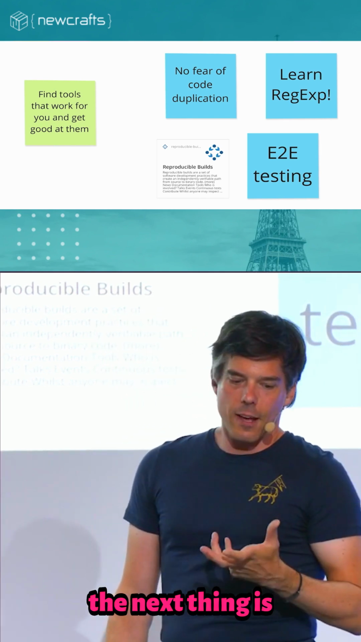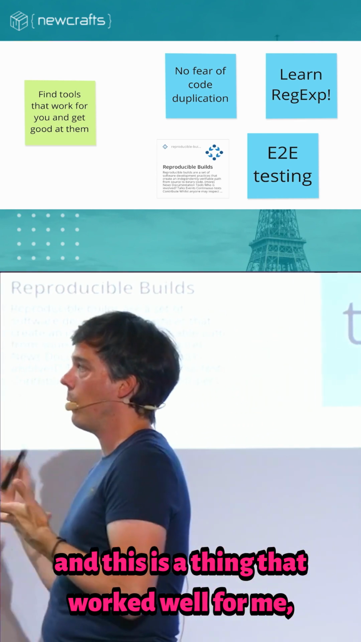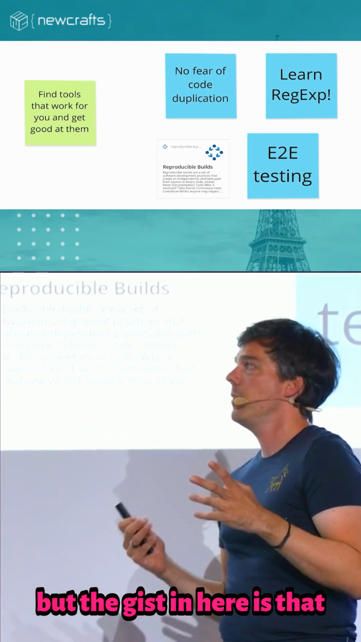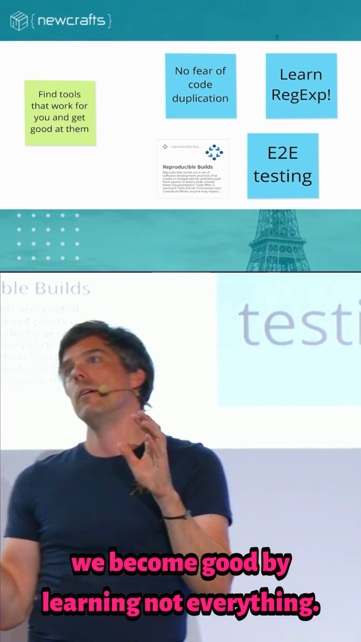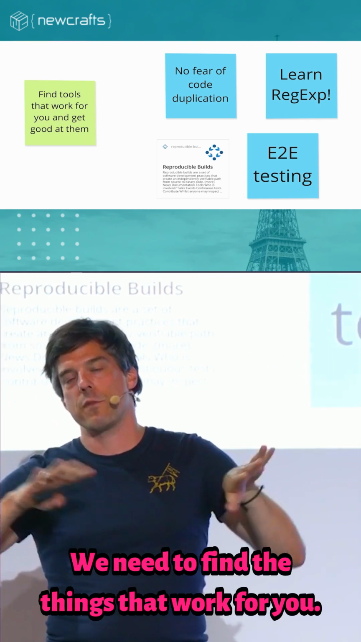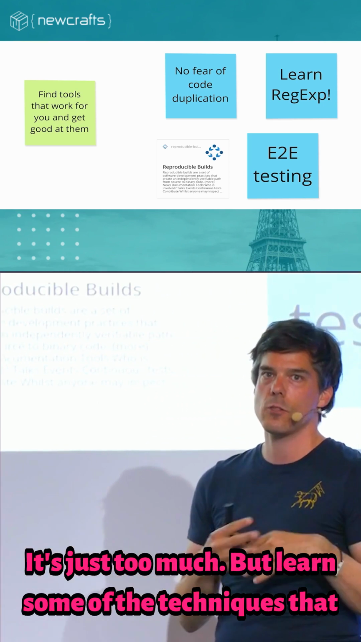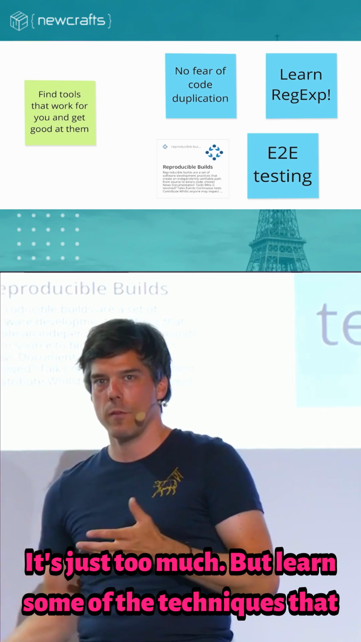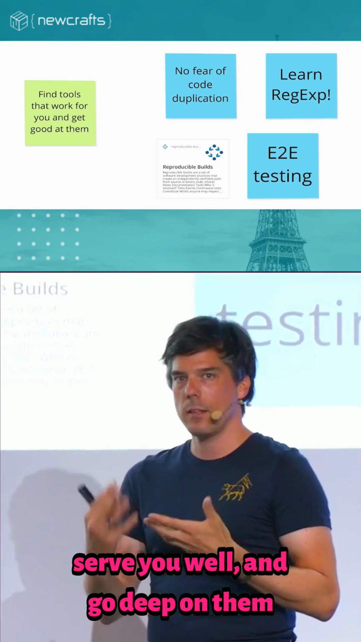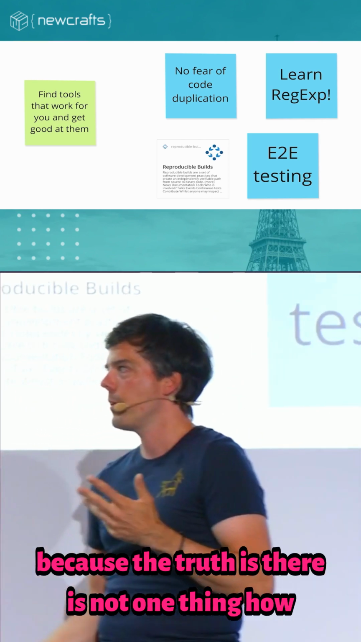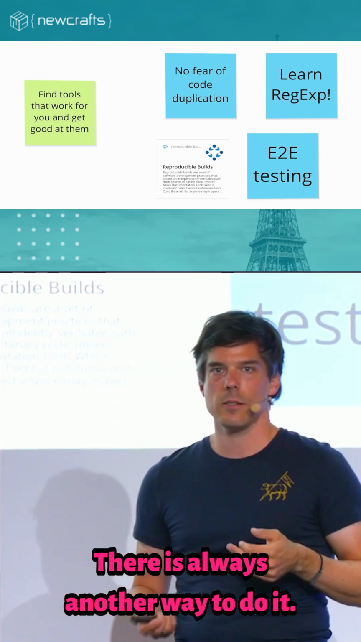The next thing worked well for me, but the gist here is that we become good by learning not everything. We need to find the things that work for you, and that's okay. You can't know everything, it's just too much. But learn some of the techniques that serve you well, and go deep on them. Because the truth is, there is no one way to implement anything. There's always another way to do it.